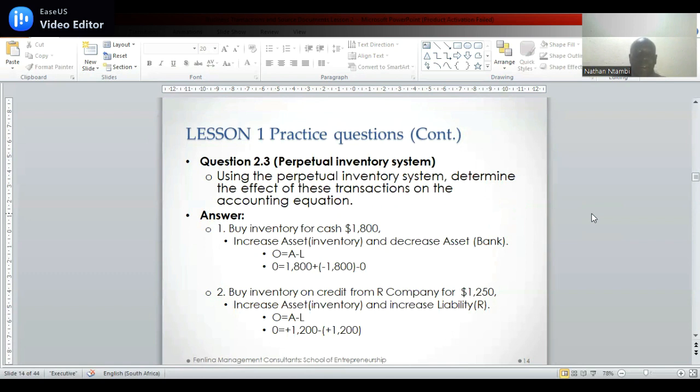And then we have our equation. Asset inventory is 1,800 and bank is decreasing, minus 1,800, which gives us 0. So the left-hand side is equal to right-hand side. 2, buy inventory on credit from our company, 1,250. This increases asset inventory and increases liability, which gives us 1,250 minus 1,250.